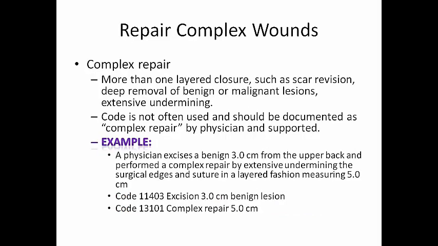Now, repair of complex wounds. They're more than one layered closure. They're like scar revisions, deep removal of benign or malignant lesions, extensive undermining. This code is not often used, and it should be documented as a complex repair by the physician. So in this example, the physician excises a benign 3.0 centimeter lesion from the upper back, and they performed an extensive undermining complex repair. They're going to have 2 codes: 11403 for the excision of the benign lesion, and then 13101 for that complex repair that was 5 centimeters.